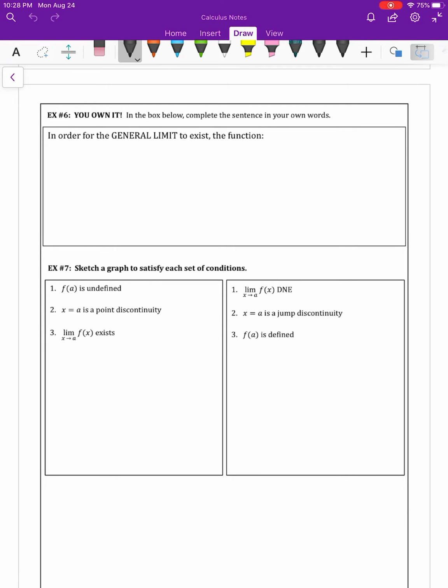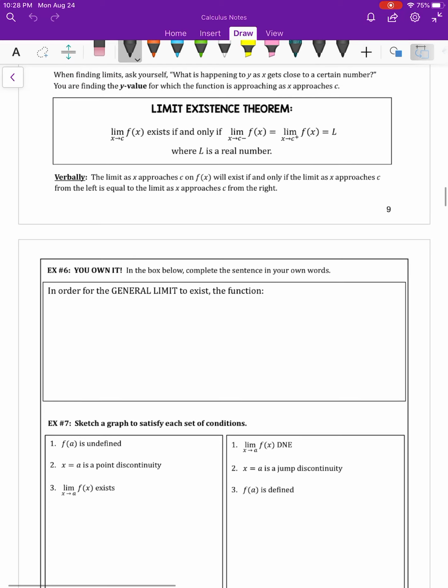Example number 6, you own it. In the box below, complete the sentence in your own words. So in order for the general limit to exist, the function, and please pause the video right now and try to write in your own words what that means. Because remember, this is your general limit. In order for the general limit to exist, the function, and hopefully you are able to write something down on your own.